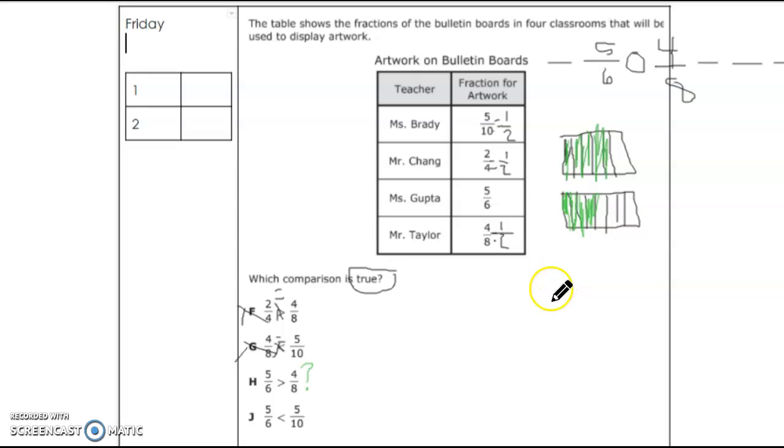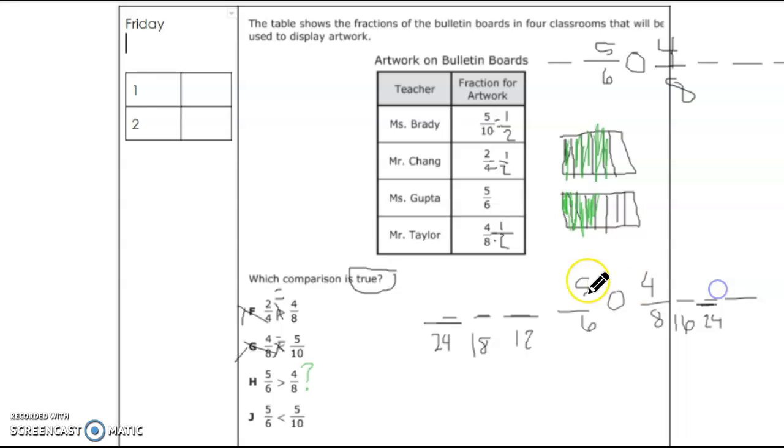Oh, you know what? Let me do it down here so I'm not running out of space. 5/6 compared to 4/8. All right, there we go. Okay, so for 5/6, what are we going to count by for the denominator? 6's. Good. So 6, 12, 18, 24. Let's see if that's far enough. So now let's count by 8's. 8, 16, 24. Perfect. I see I've got 24 as the denominator here and 24 as the denominator there.